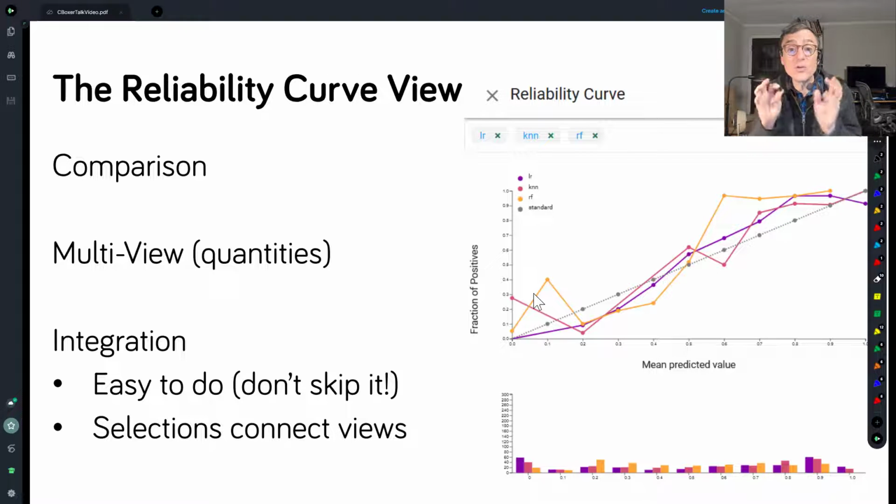That makes it easy to do calibration, which means that you won't just skip it and say, oh yeah, I'm sure I can just trust that the classifier is calibrated. It also means that we use the selections. You can actually click on these little bars to select those items, and that makes connections to other views.